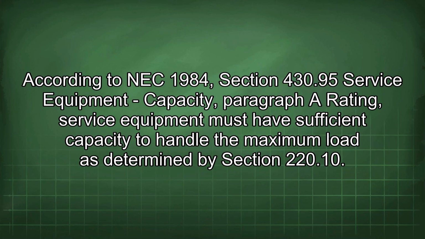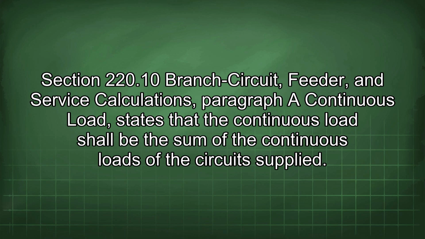According to NEC 1984, Section 430.95 Service Equipment Capacity, Paragraph A rating, service equipment must have sufficient capacity to handle the maximum load as determined by Section 220.10. Section 220.10 Branch Circuit, Feeder, and Service Calculations, Paragraph A continuous load, states that the continuous load shall be the sum of the continuous loads of the circuit supplied.